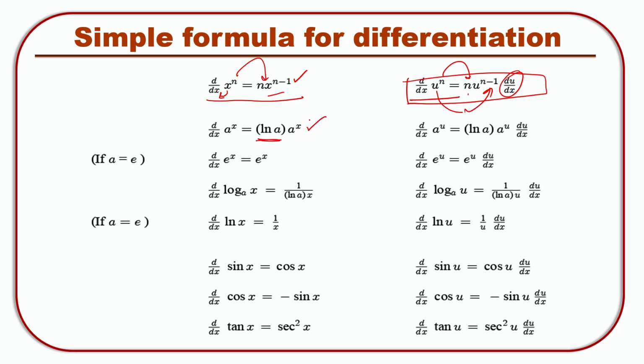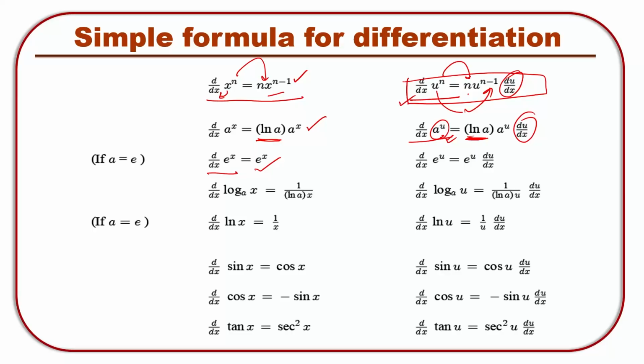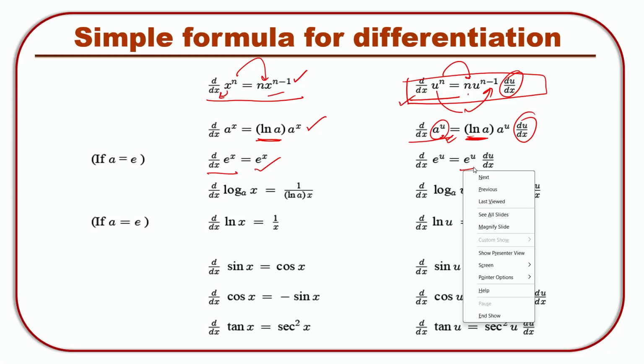Remember this one. And similarly, what will be the derivative of a^u? So, ln a as a constant into a^u into du/dx. So, here we have done this, right? This is always true. Similarly, we have the exponential e^x. The derivative of e^x is equal to e^x. What will be the derivative of e^u, where u is a differentiable function? Now you have to take e^u into du/dx. So, that is quite easy.